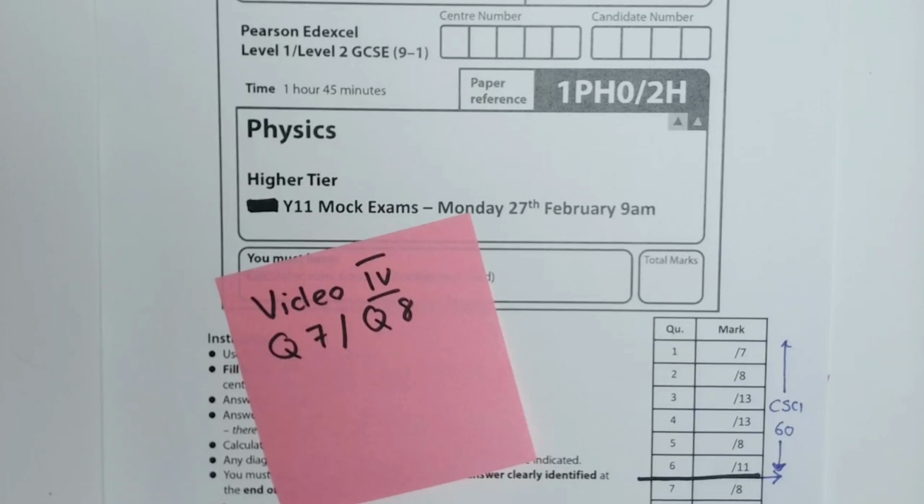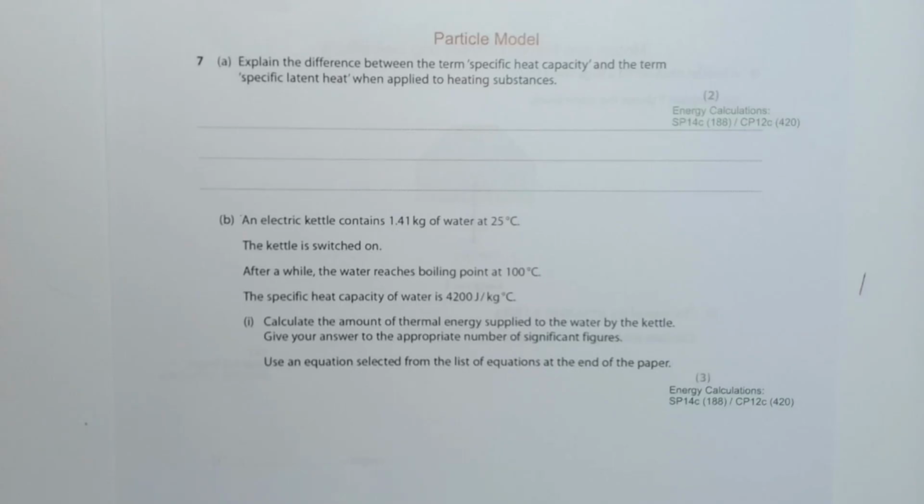In this video I'm going to go through questions 7 and 8 for the higher tier physics paper. Question 7 and 8 is for the separate physics, not for the combined science. Question 7 is on the particle model.